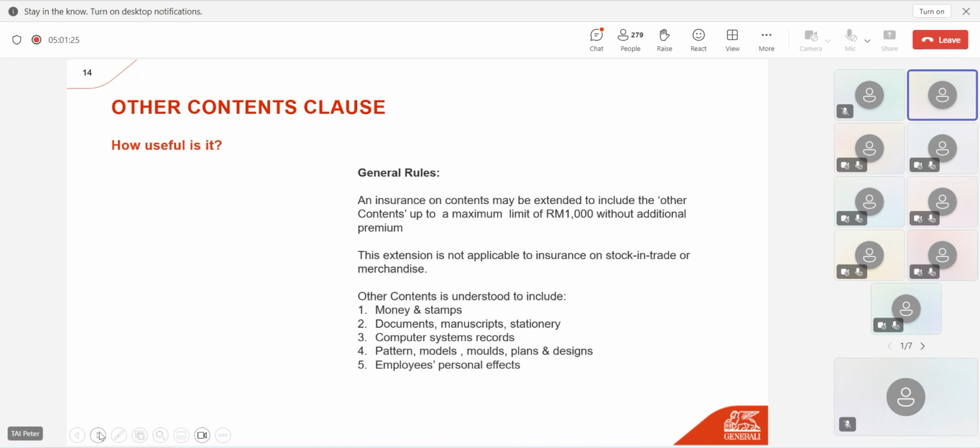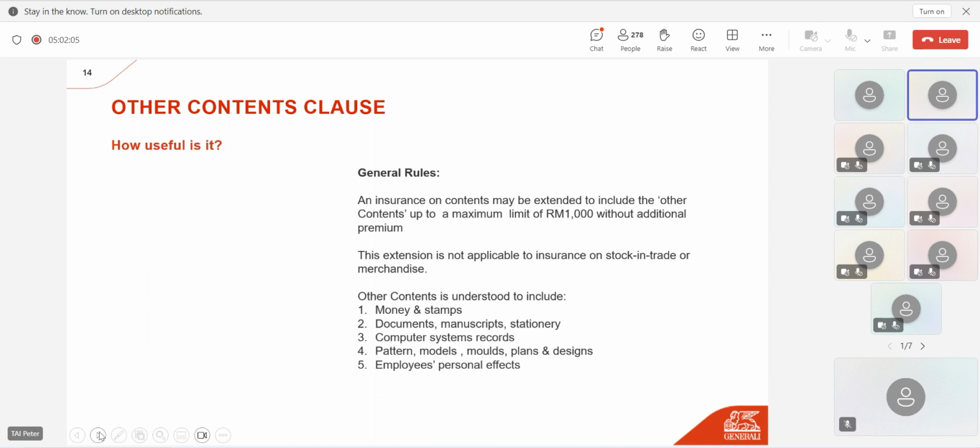Do you know that in the event of a loss, a fire or a flood, total loss, you can claim an additional 1,000 ringgit if you have this other contents clause? For what? For these items: money, stamps, documents, manuscripts, stationery, computer stenographs, patterns, models, molds, plans, designs, plus employees' personal effects. Let's say your staff have their own bag, a handphone down there, everything that's damaged. Up to 1,000 ringgit, the insurance company will pay you on top of your other losses.